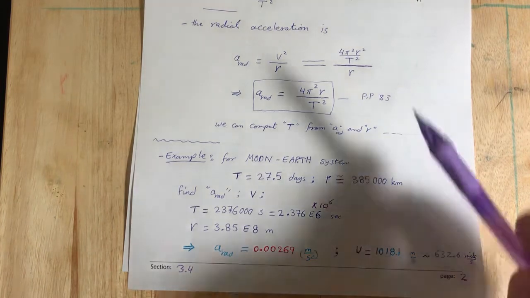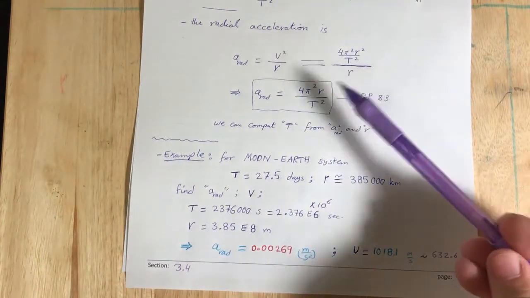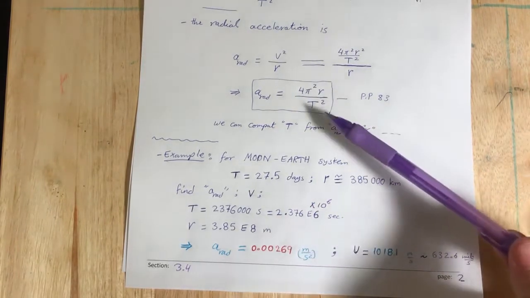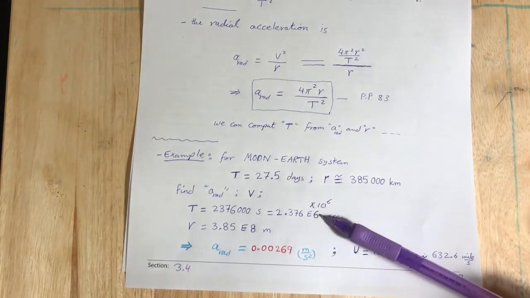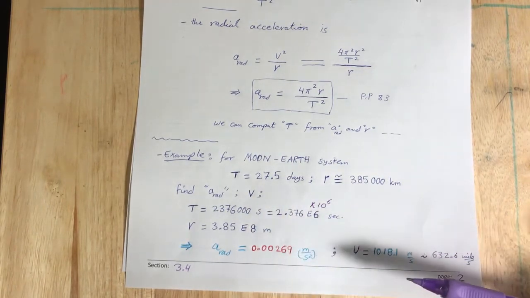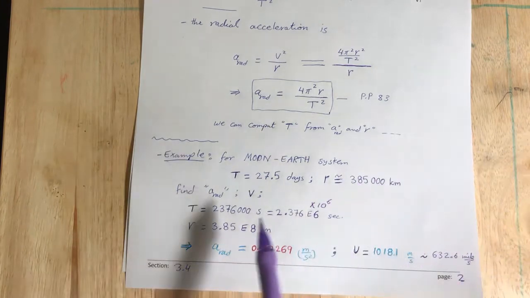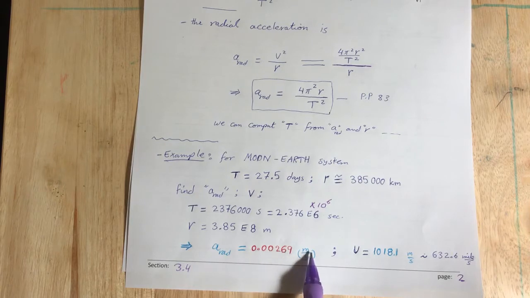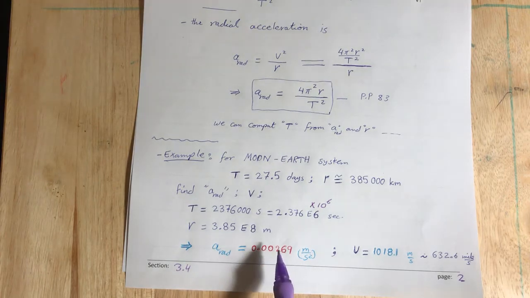By using this relation, 4 pi squared r over T squared, this is R, this is T, I need to square it. Then the acceleration toward the center of rotation, which is Earth, is 0.00269 meters per squared second, which means this is about 2 millimeters. Yes, it is 2 millimeters.